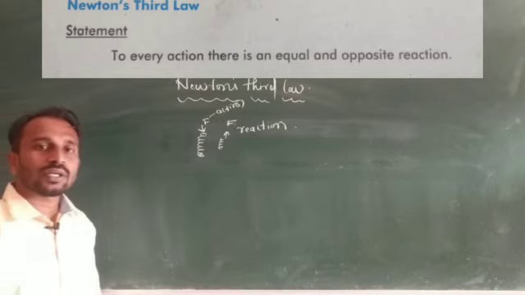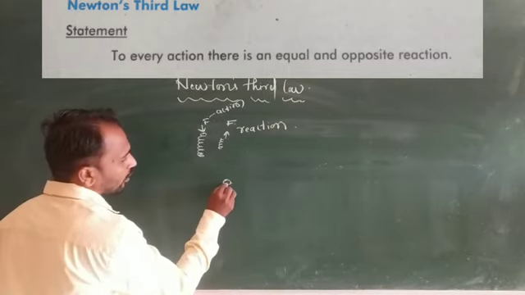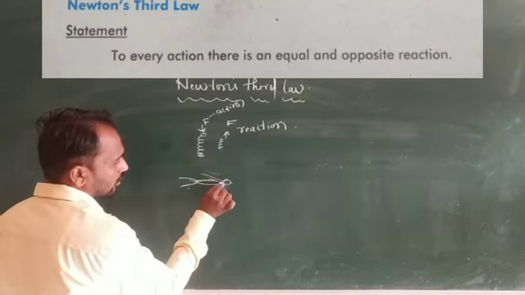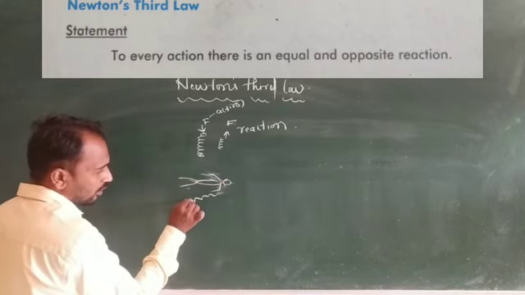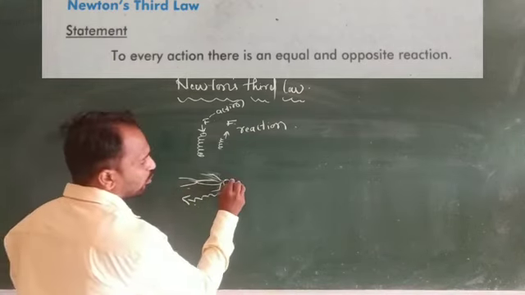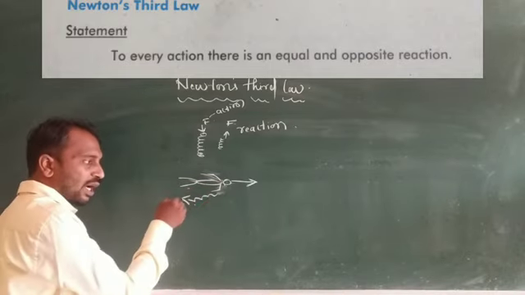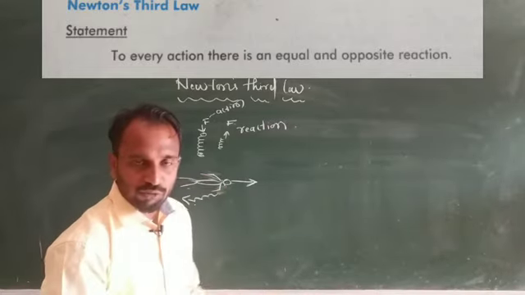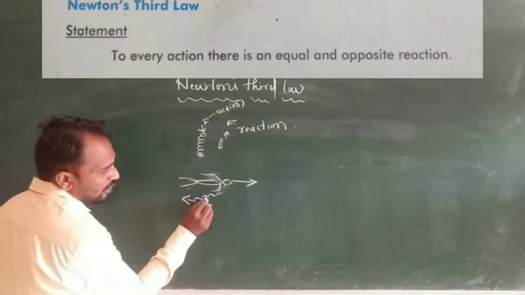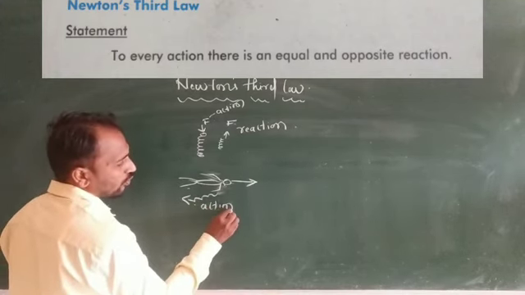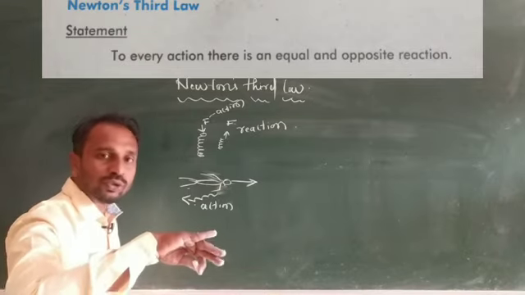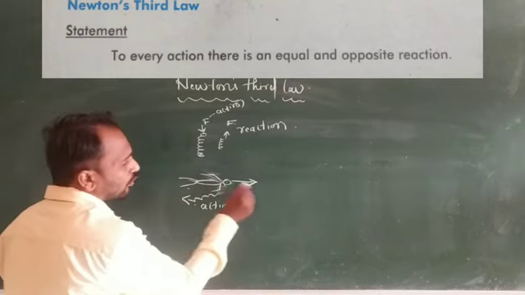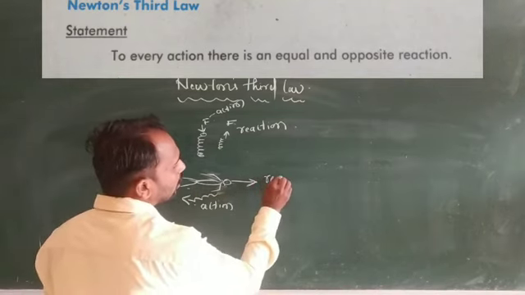Another example is a swimmer. A swimmer pushes water in the backward direction and the swimmer moves in the forward direction. The swimmer pushing the water backward is the action, and the swimmer moving forward is the reaction.